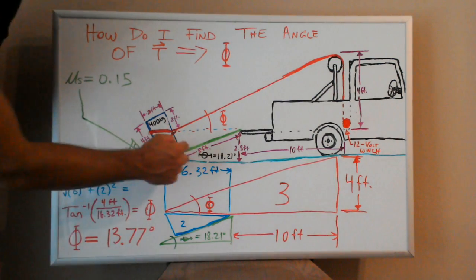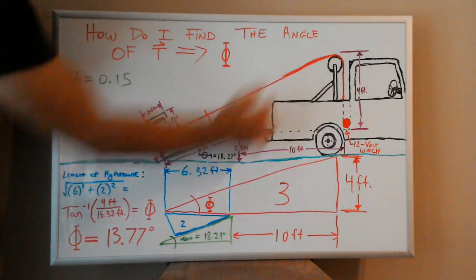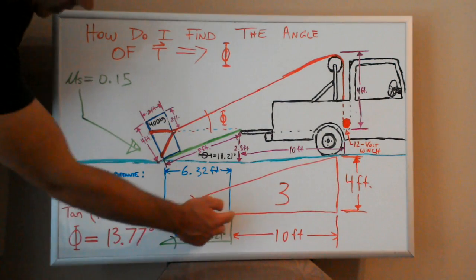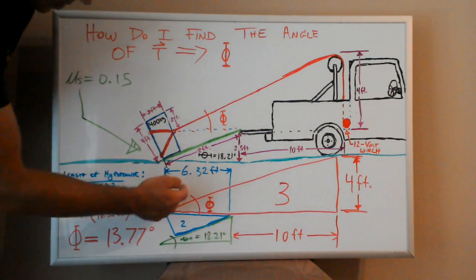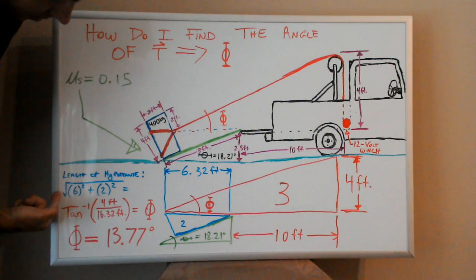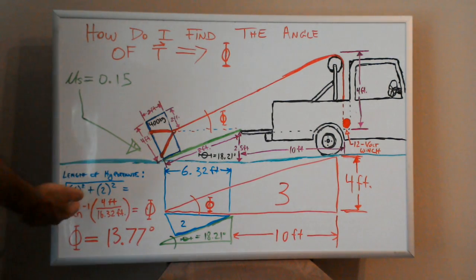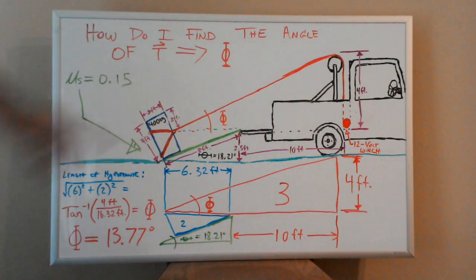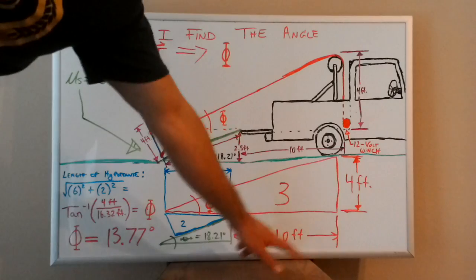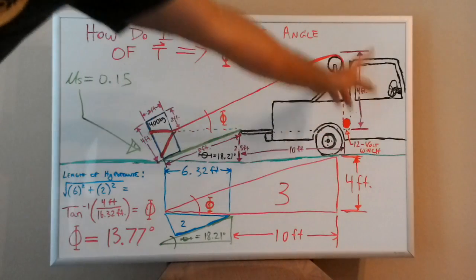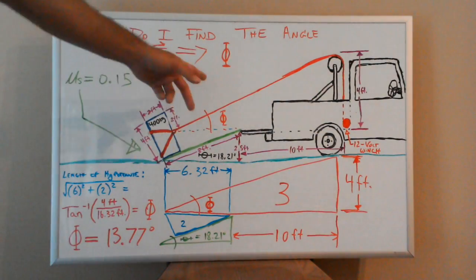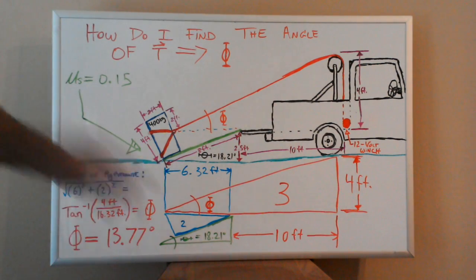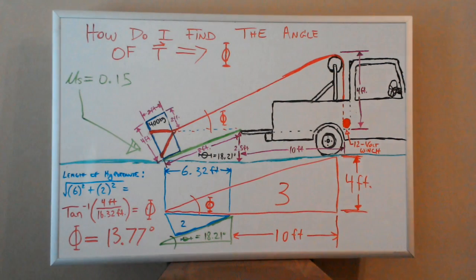Our second triangle is formed here between that first one and the second one. And we need to solve for the length of the hypotenuse there, which we can do by taking the square root of 6 squared plus 2 squared. That gives us a length of 6.32 feet. We add that to the 10 feet remaining of the truck, and we know the height of that last triangle is 4 feet. So finally, we can solve for a phi of 13.77 degrees.